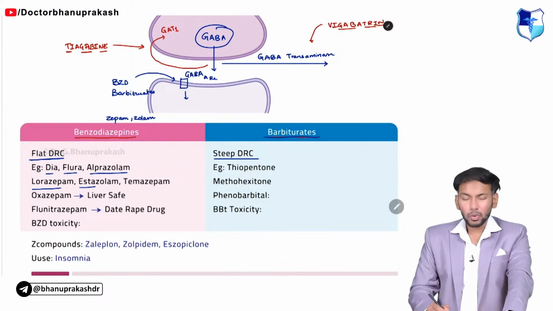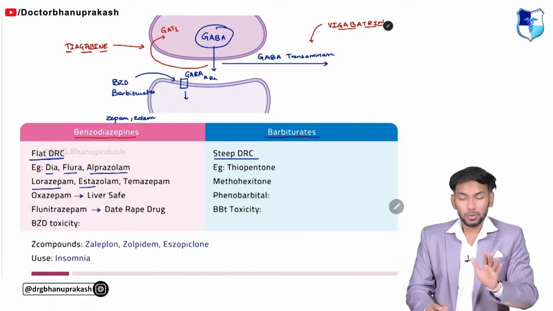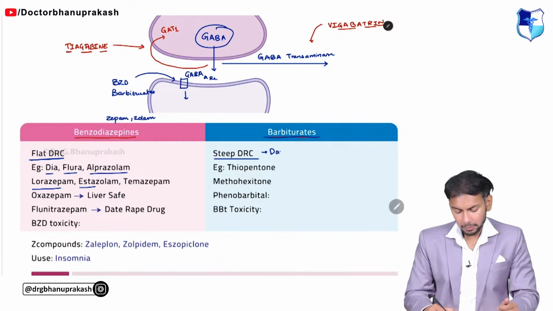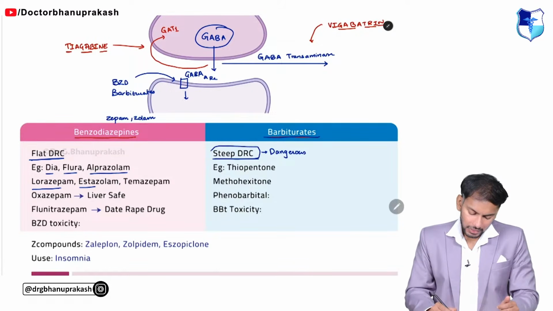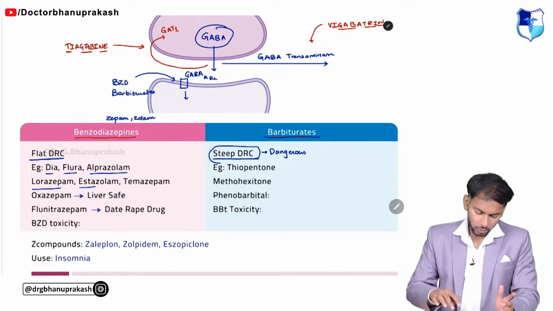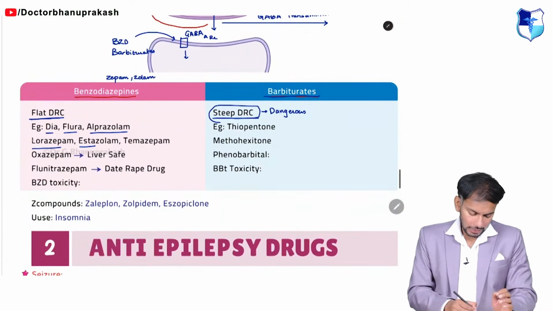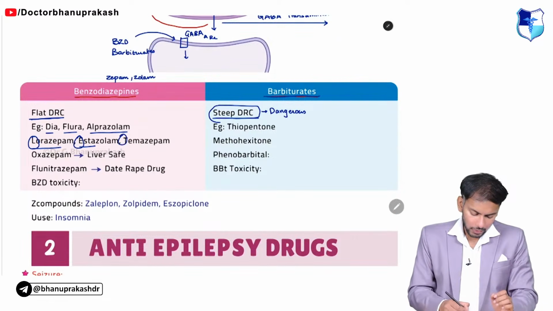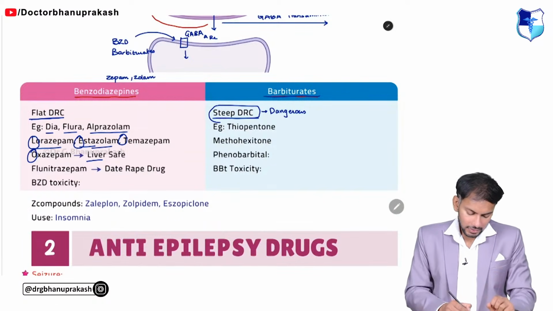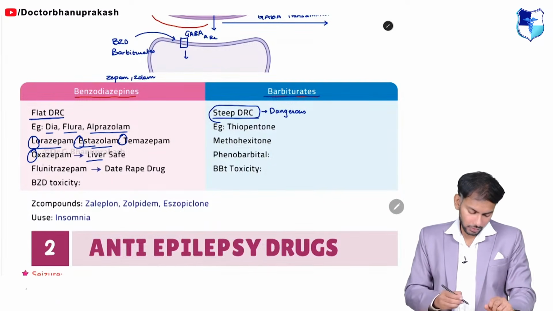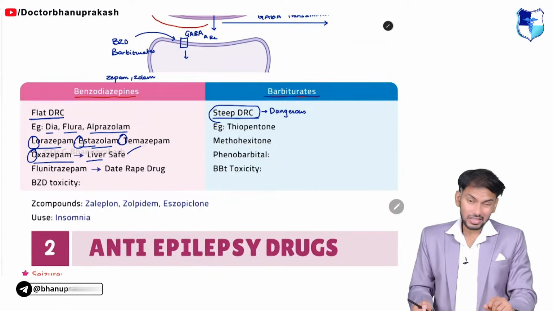in barbiturates. What does this mean? A steep dose response curve means it is a dangerous substance. That means if you increase the dose, it can become very toxic. So that is why you have to be very careful with dosing of barbiturates. Now, if you remember LETO, L-E-T-O, these drugs are liver safe: lorazepam, estazolam, temazepam, oxazepam, all of these are liver safe.